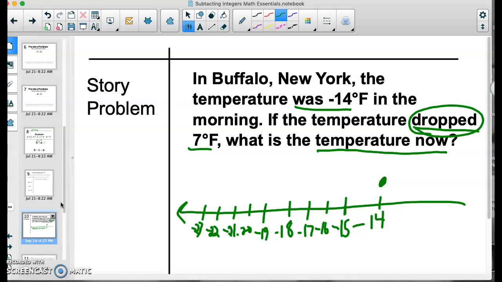Okay, so we know the temperature was at -14. It dropped 7 degrees, which means it's subtracting and we're minusing, which means we have to go to the left 7 times or 7 degrees. 1, 2, 3, 4, 5, 6, 7. And we see that now our answer should be -21 degrees Fahrenheit. Make sure we label it, because if you just label it -21, I'm not sure what you're talking about. If you label it degrees Fahrenheit, we know that you're talking about the story problem. Always label your answers when needed.